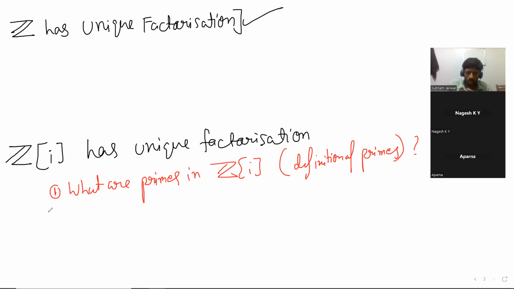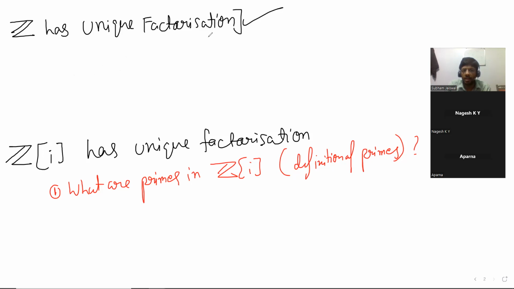So if I say that there is a Euclidean division in Z[i], then I know that it will be a principal ideal domain. And then unique factorization comes out of that. Okay, cool. So first I'll try to do this.